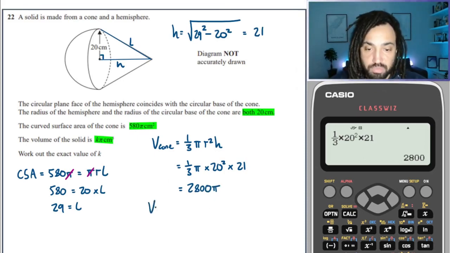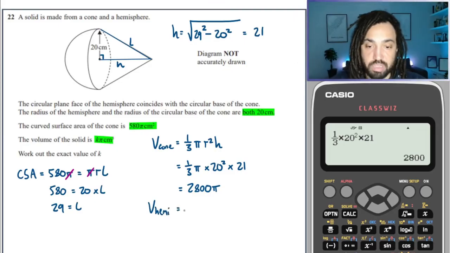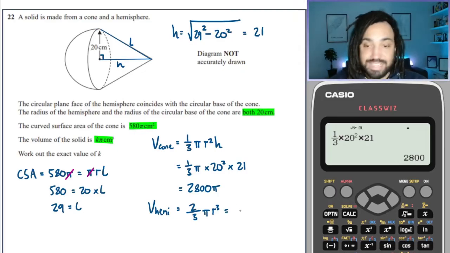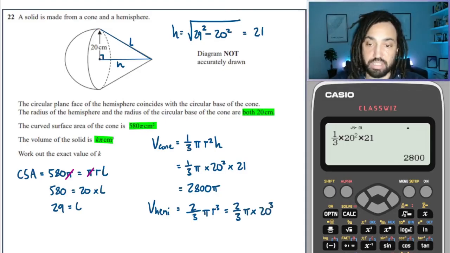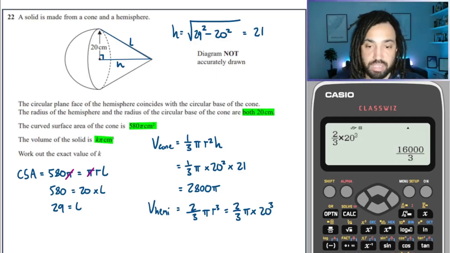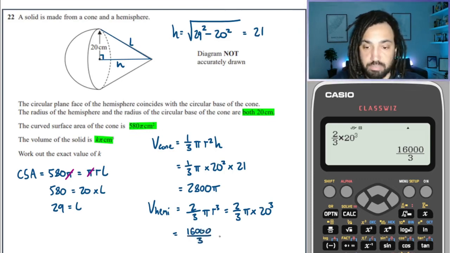And then we need the volume of the hemisphere, and the volume of a sphere is 4/3 pi r cubed. So a hemisphere is half of that, so it's not 4/3, it's 2/3. And this will be therefore 2/3 pi multiplied by r, which is also 20 cubed. So we could do that calculation. Okay, we get a less appealing number, 16,000 over 3 pi.